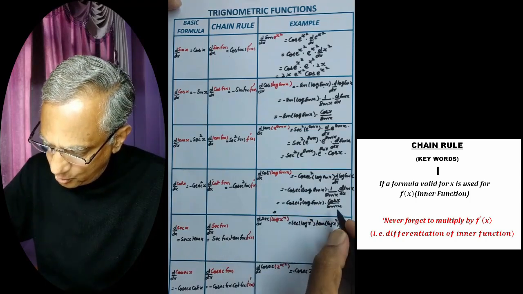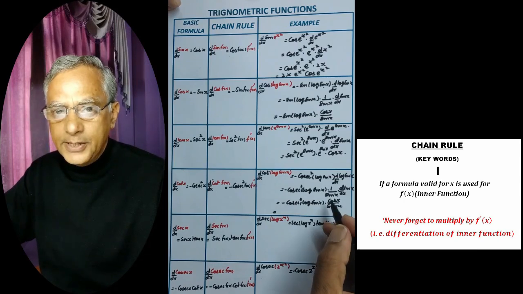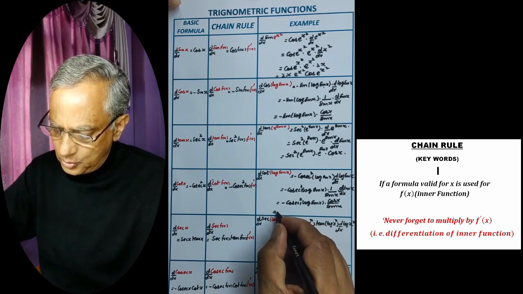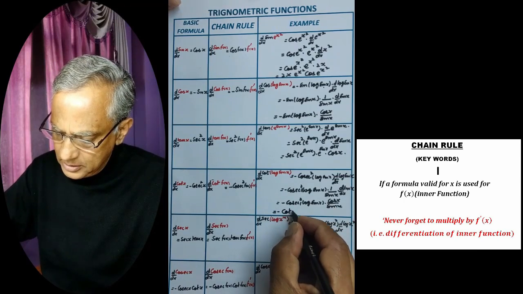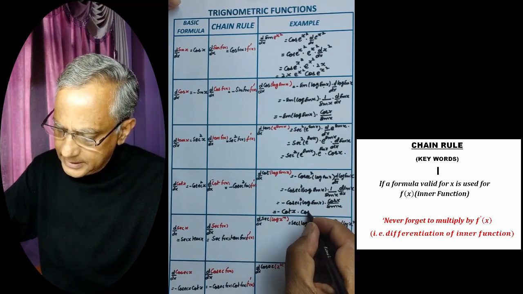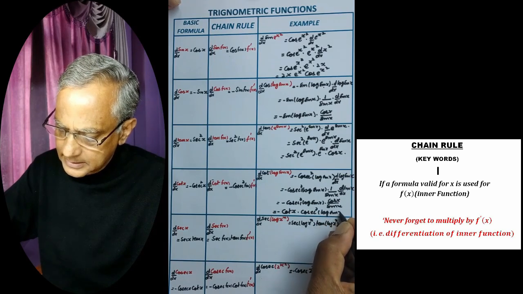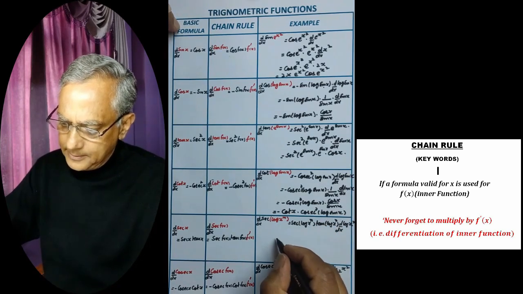Cos x over sin x. And this is equal to, now cos x over sin x is cotangent x. So we will have minus cotangent x into this, that is cosecant square log sin x.